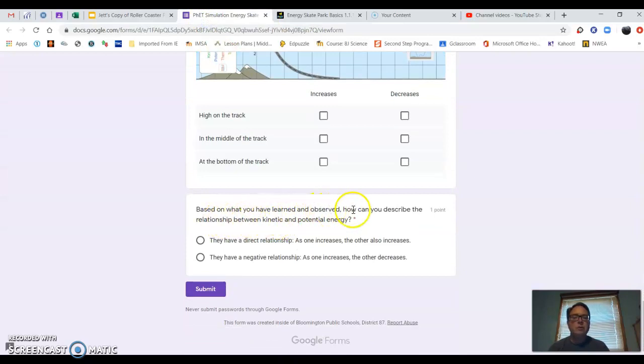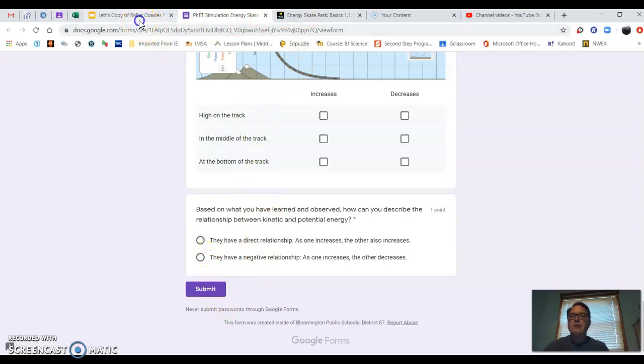Based on what you've learned and observed, how can you describe the relationship between kinetic and potential energy? So it gives you two choices here. They have a direct relationship, so that means as one increases, is the other one increasing at the same rate? Do they both go up together? Or do they have a negative relationship where when one goes up, the other is going down? Back and forth like this. This would be a negative relationship or indirect relationship. Okay? So select the one that makes the most sense and then hit submit.